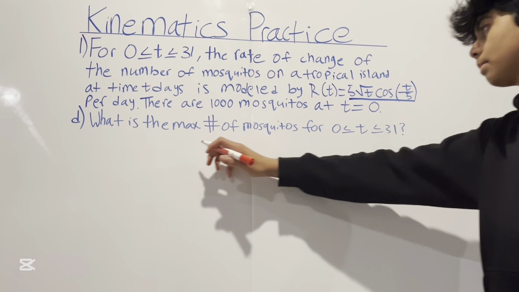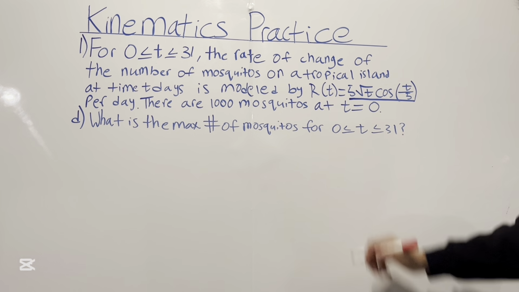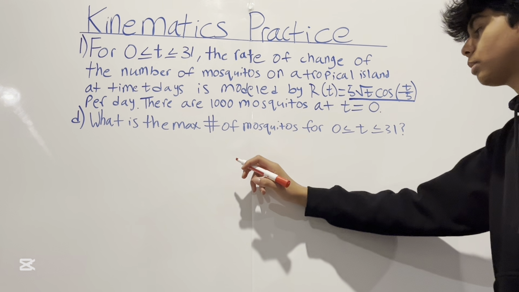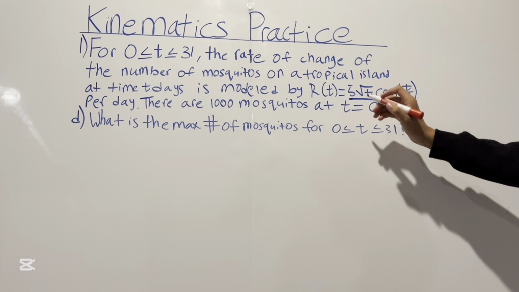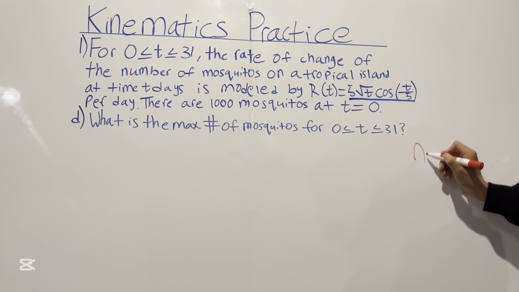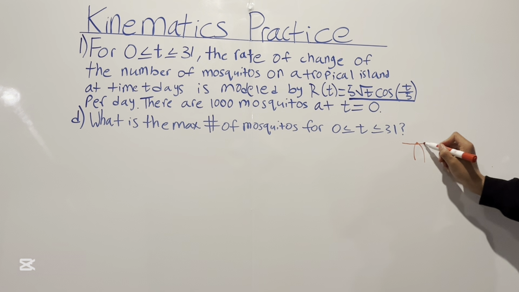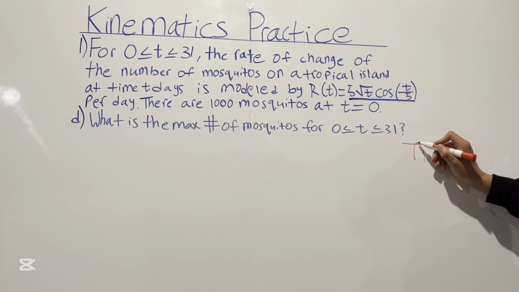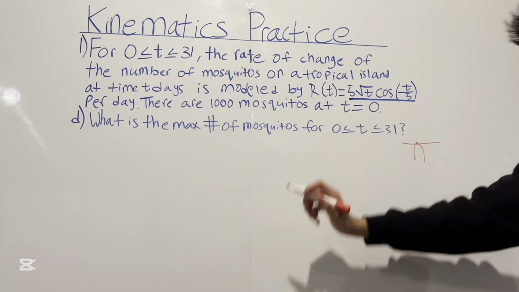1D, we have, what is the maximum number of mosquitoes in the time interval 0 to 31? So when they say the maximum number of mosquitoes, that's when we have something around, like in our graph of the integral function, we have something like this, where we have a maximum point. And at this maximum point, the slope is 0. And we are given the slope function, which is r of t. So all we have to do is set the r of t function equal to 0.